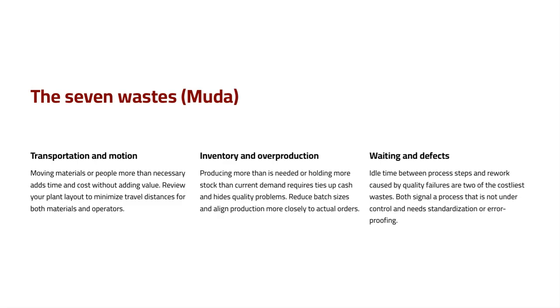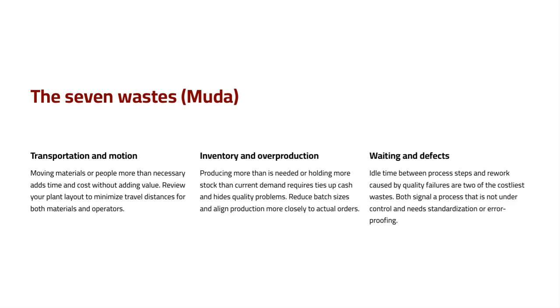On this slide, we focus on three key types of waste from the seven wastes, or muda, in lean manufacturing. First, transportation and motion. Moving materials or people more than necessary adds both time and cost without creating any value. It's important to regularly review your plant layout to minimize travel distances for materials and operators.